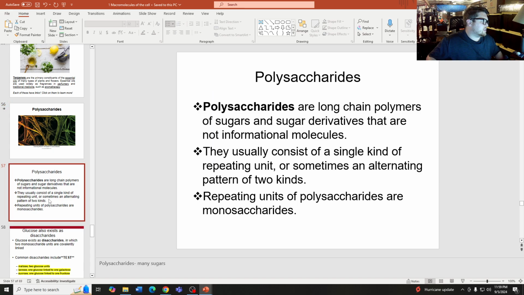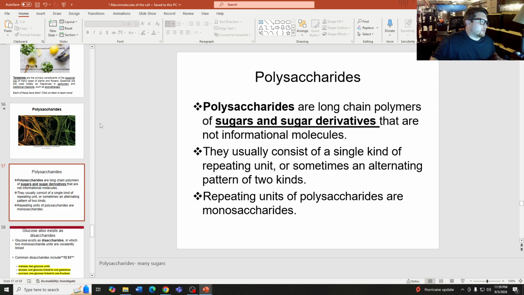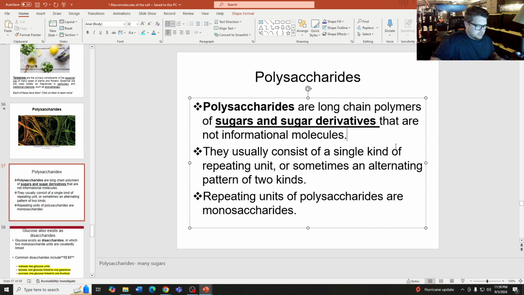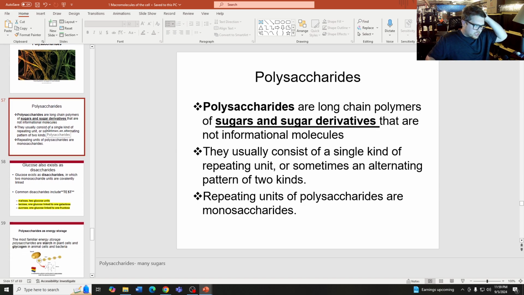So polysaccharides. Polysaccharides are long-chain polymers of sugars and sugar derivatives, so stuff that's sugar, that are not informational molecules. I won't say most of the time they're for energy. They're for energy as well as they do some other functions like holding stuff together. We'll get to that though. They usually consist of a single kind of repeating unit, or sometimes an alternating pattern of two kinds.